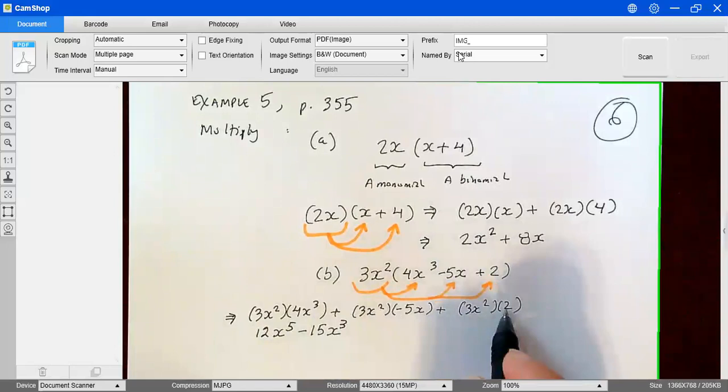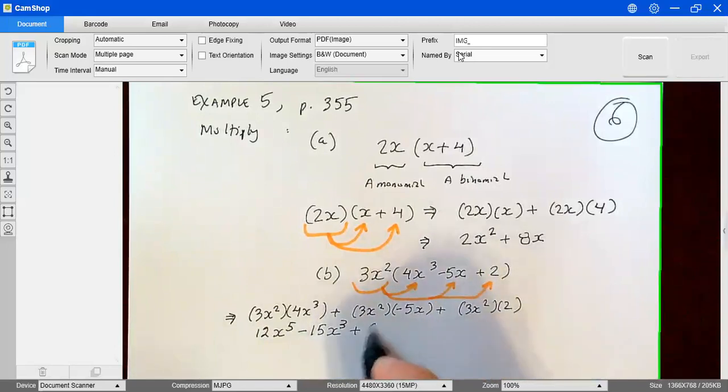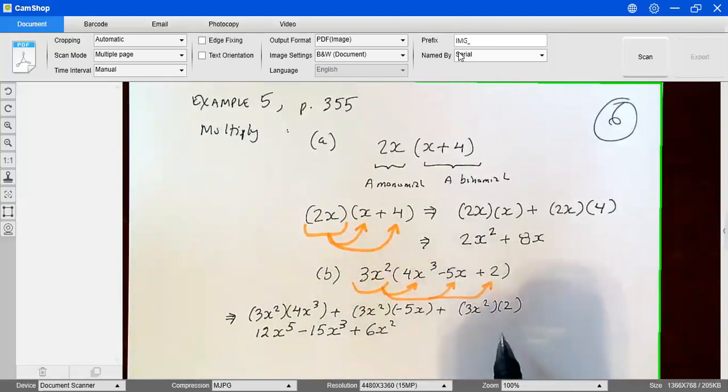Finally, 3 times 2 is going to be positive 6. And x squared stays by itself because there is no other x over here. So that's the final answer for this example.